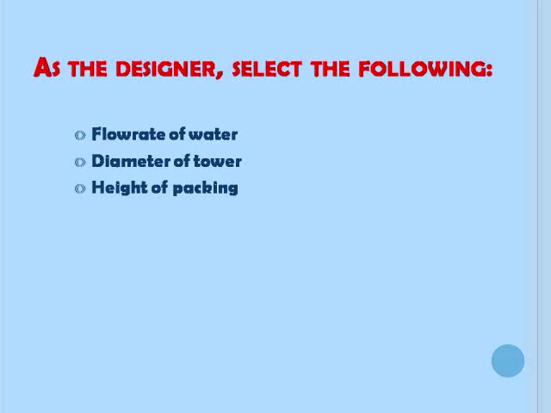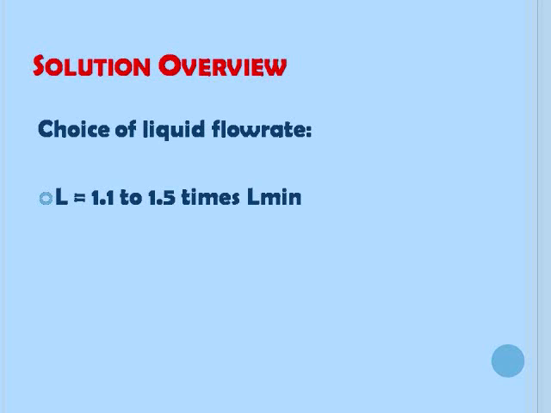These are the most important parameters in an absorber design: flow rate of water, diameter of tower, and height of packing. Let's start with the choice of liquid flow rate. The flow rate of water is equal to 1.1 to 1.5 times the liquid minimum. Just as with distillation, there's a minimum L/B required to achieve the desired separation. In typical operation of an absorber, the liquid rate is chosen to be just above the minimum.